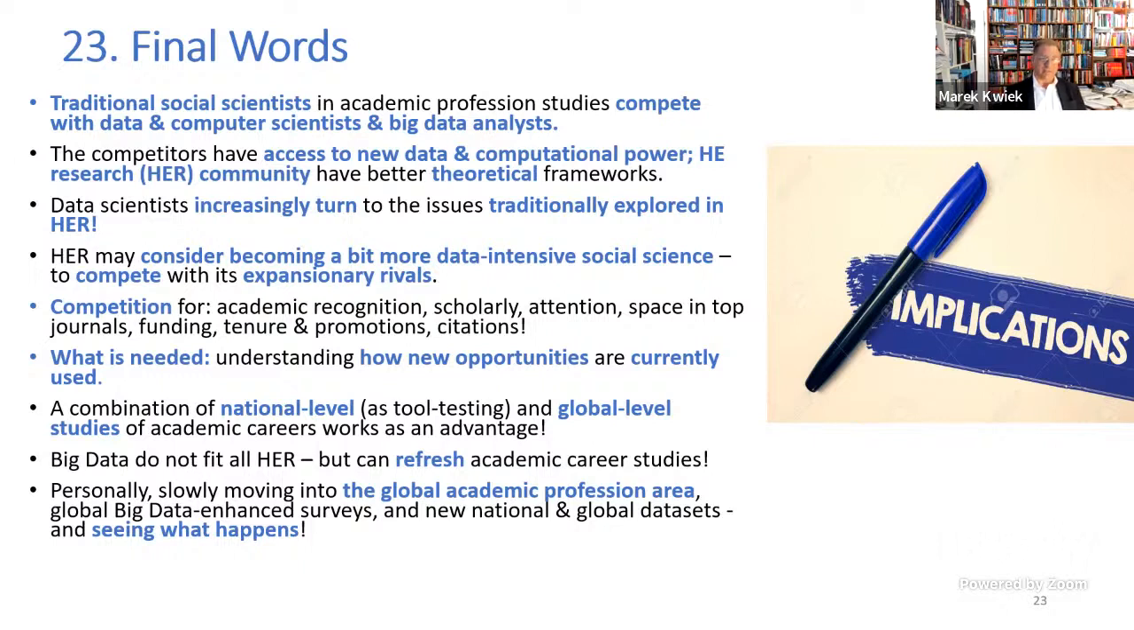So we need to consider becoming, as I put it here, a bit more data intensive. We need to be seeking more data to be able to compete with rivals who are expansionary. What is the competition for? It's for recognition, but it's also for funding. It's also for space in top journals, for tenure, finally for citations. We are in a competitive situation right now. What we need right now is to understand how they do what they do, how new opportunities are used by them in our area, which is academic profession studies. What I'm suggesting is a combination of national level and global level studies.